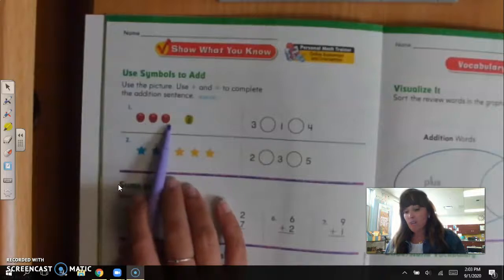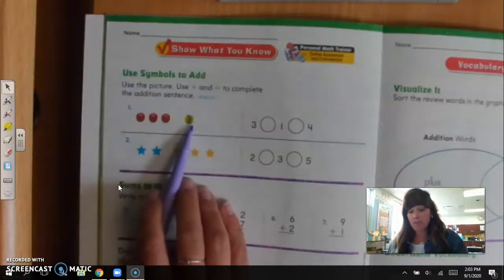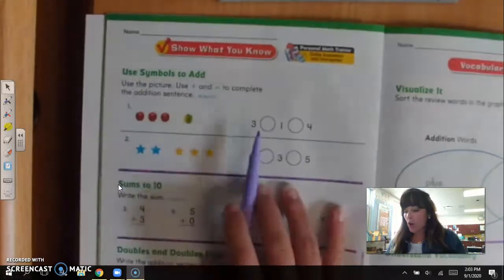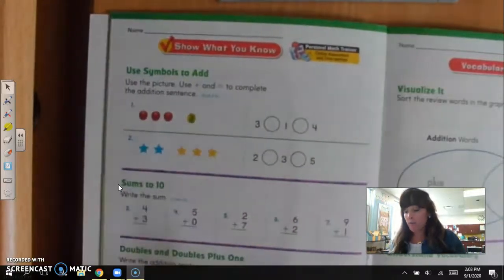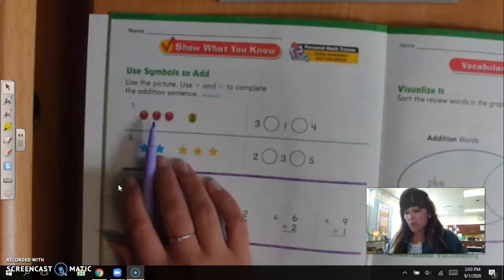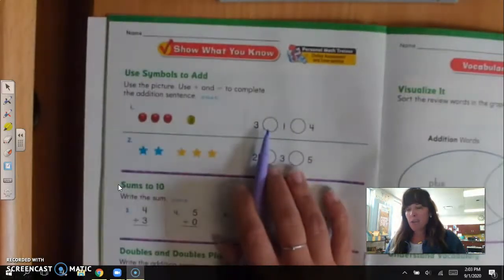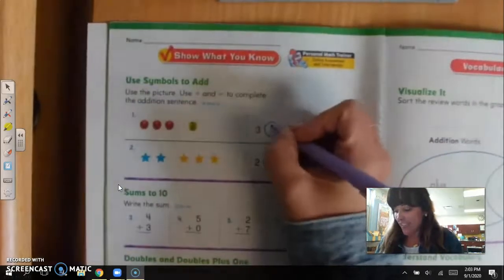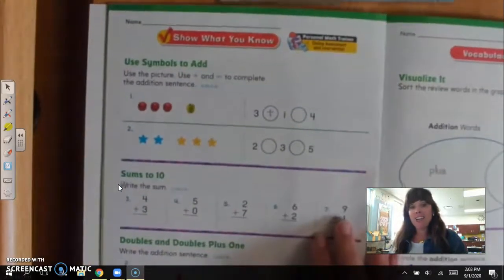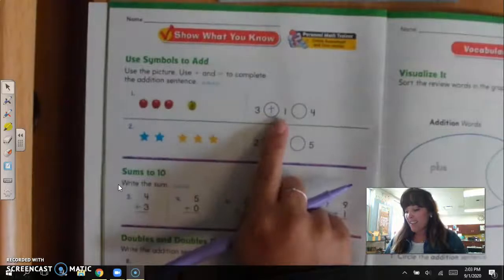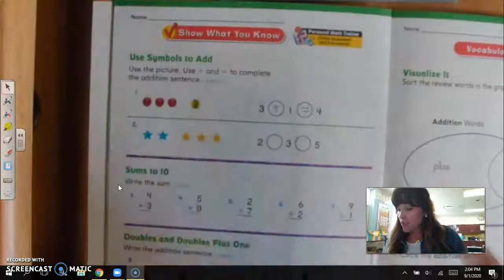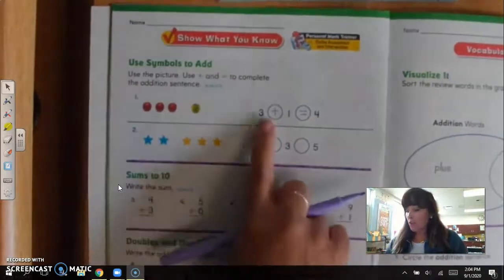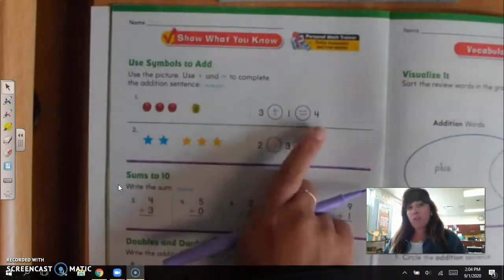So we have some red apples here and some green apples here. So what we want to do is make on this side an addition sentence that would make sense and go with number 1. So 3 red apples. Are we going to put that plus sign or an equal sign in there? Plus. I heard you say it. You're exactly right. So you're going to put a plus sign in there. 3 plus 1, and then in that box we're going to put equals. So the addition sentence would then read 3 plus 1 equals 4.